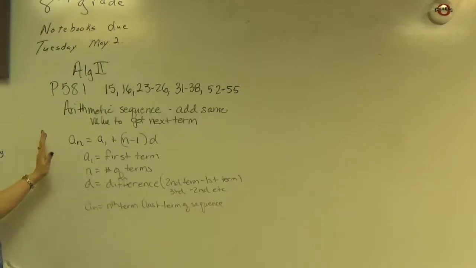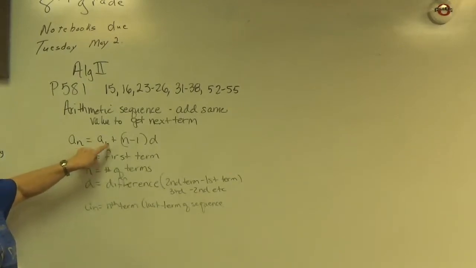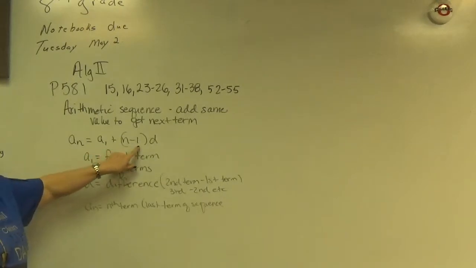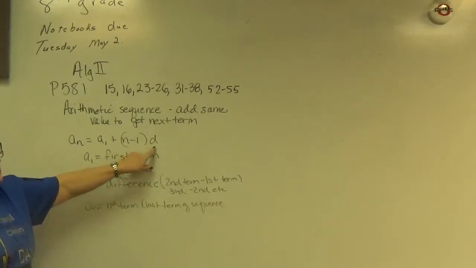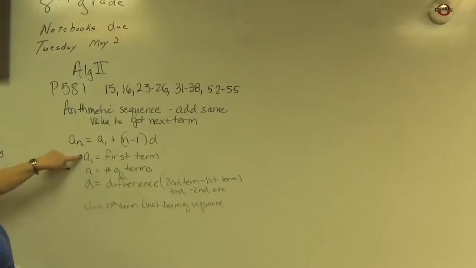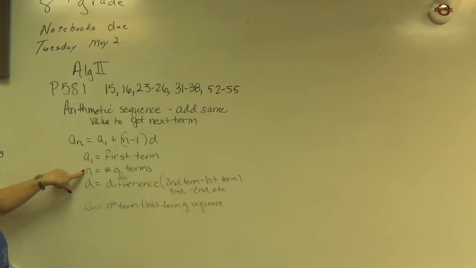You're going to see it a lot, because you're going to have to know the last term in order to figure the sum of an arithmetic sequence. So that's a sub n equals a sub 1 plus the number of terms minus 1, that's n minus 1, times d, the difference. So a sub 1 stands for the first term. N stands for the number of terms, which always has to be a whole number. If it's not a whole number, you did something wrong. Okay? D stands for difference.